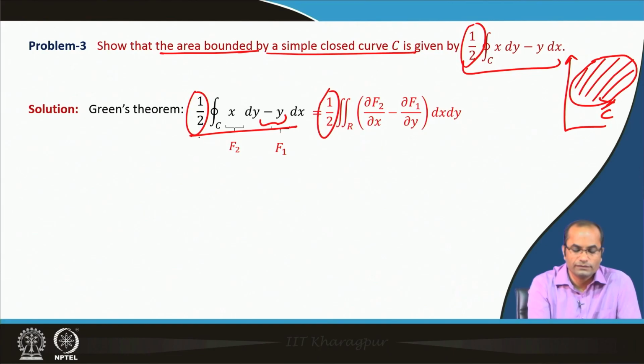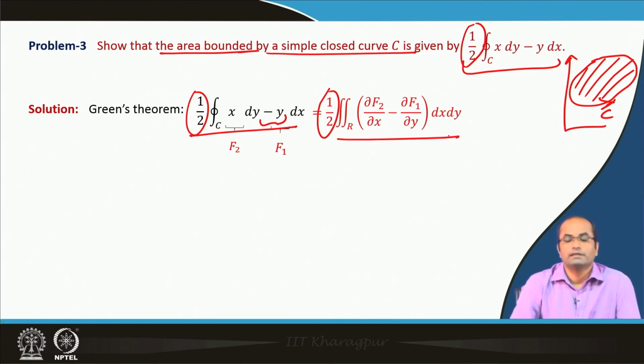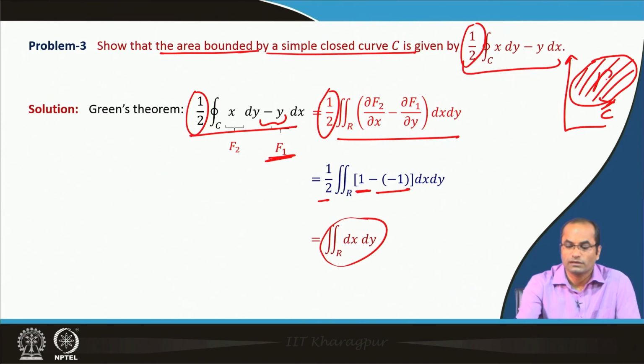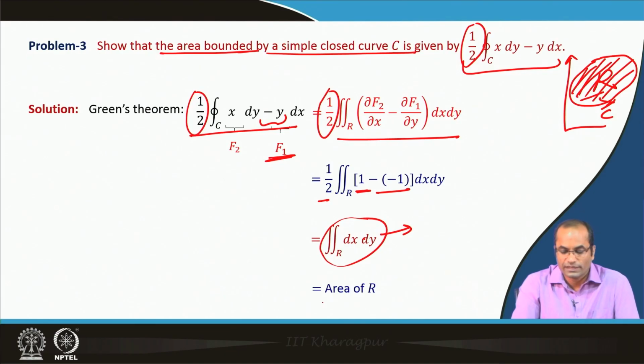So, the half we have taken, and then this is Green's theorem, the double integral of the partial of f2 with respect to x minus the partial of f1 with respect to y, dx dy. So, half, and then f2 with respect to x, that is 1, and then f1 with respect to y, that will be minus 1, but the minus was already there. So, minus 1 we will have plus there. So, this is just the double integral of dx dy over this region R, and this is nothing but the area of the region enclosed by the simple closed curve C. So, this is the area of R.